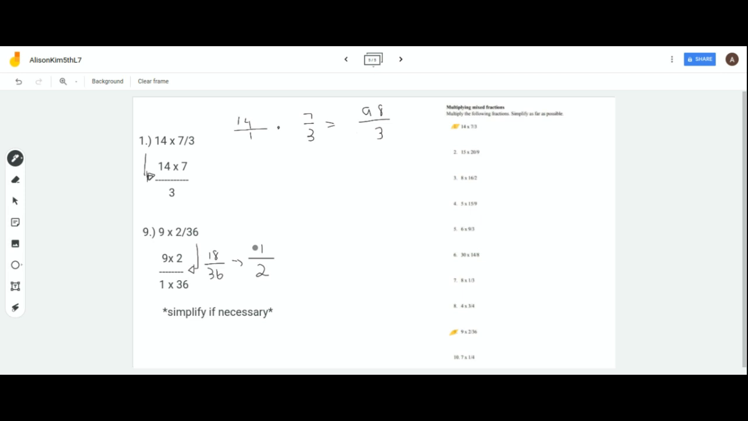So when you're doing multiplication with fractions, you have to be careful with simplification, okay?